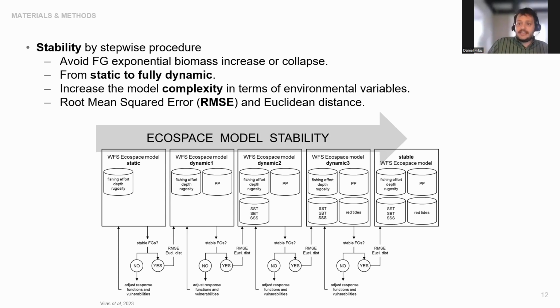When we bring such amount of spatial temporal information into the model, we may find that there are some groups that are crashing or are increasing where there is no sense for such increase. And in each of those steps, building that complexity, we evaluate the root mean square error and the Euclidean distance by comparing the Ecospace prediction with the Ecosim predictions. In this case, our Ecosim predictions represent our true values. So we wanted our Ecospace to approximate our Ecosim predictions.